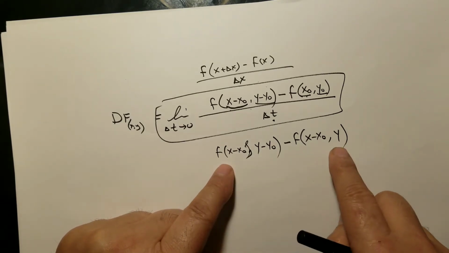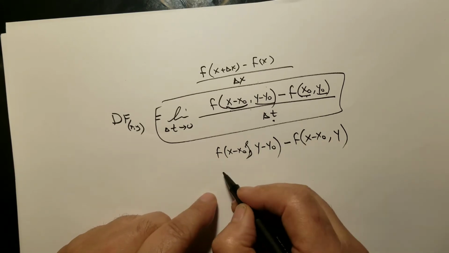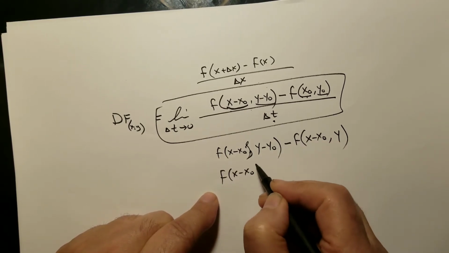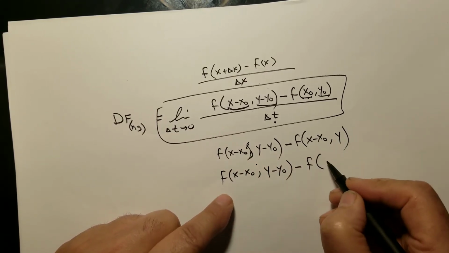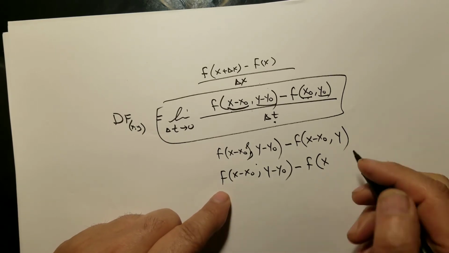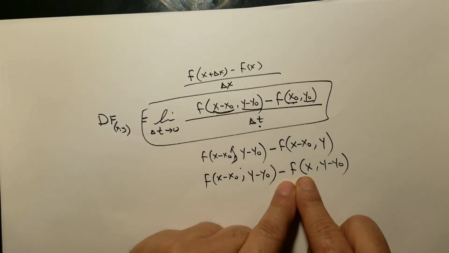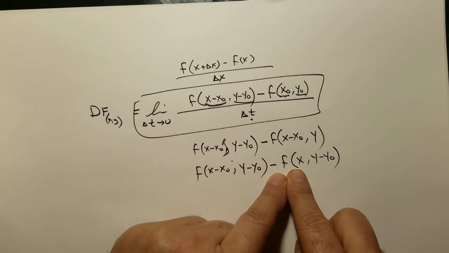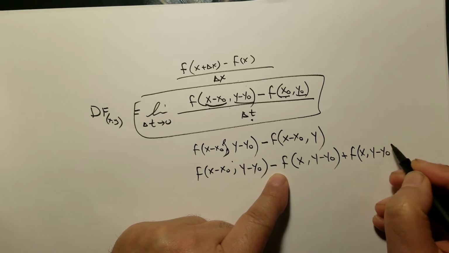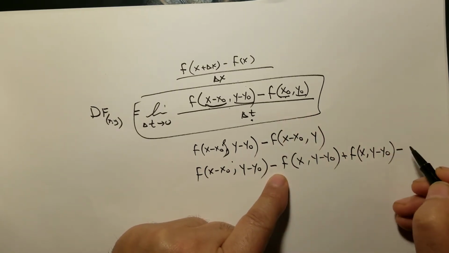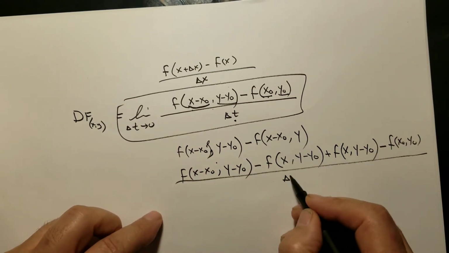Some students said, why don't you make the x change and the y become a constant? There is no issue. You can do that too. That's your choice. Make your x change and the y stay a constant. And students said, where'd you get that from? Out of nowhere. But in mathematics, what you add, you can subtract. Therefore, I added and subtracted, and then I put minus f of x naught, y naught over delta t.